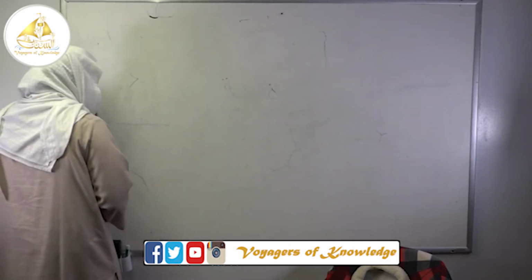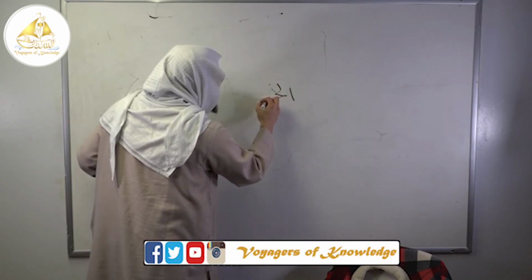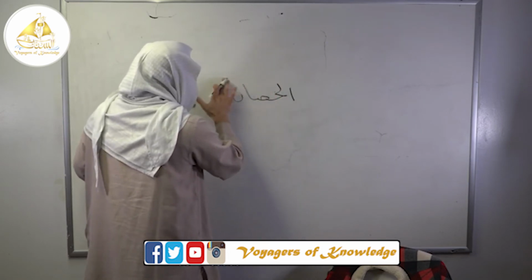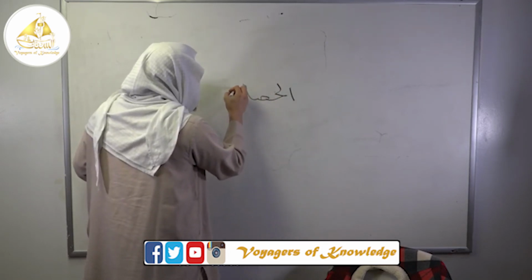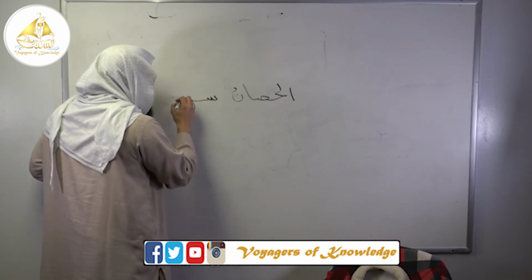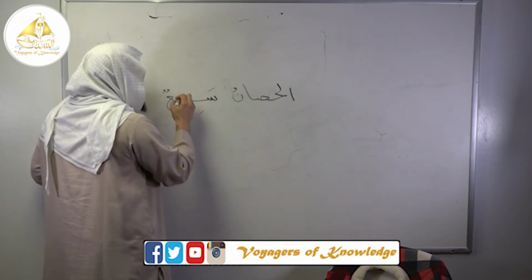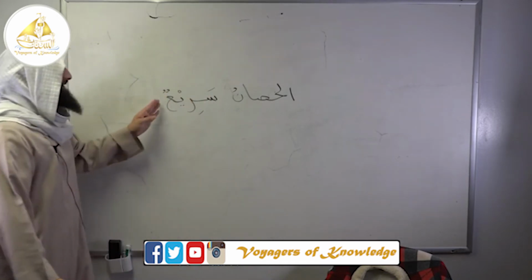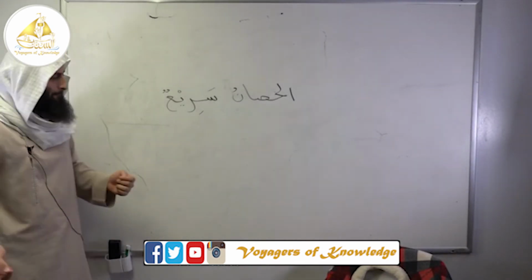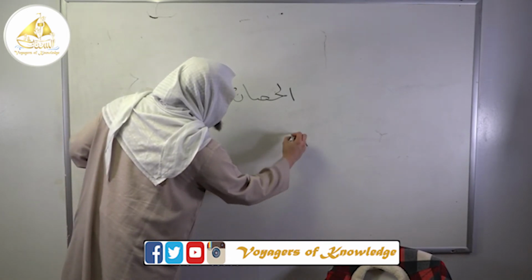Let's look at what's happening now. We have الحصان سريع. This is the end of the word. The end of the word always ends in dhammatain. All right? And now we're going to take as-sayyaratu.